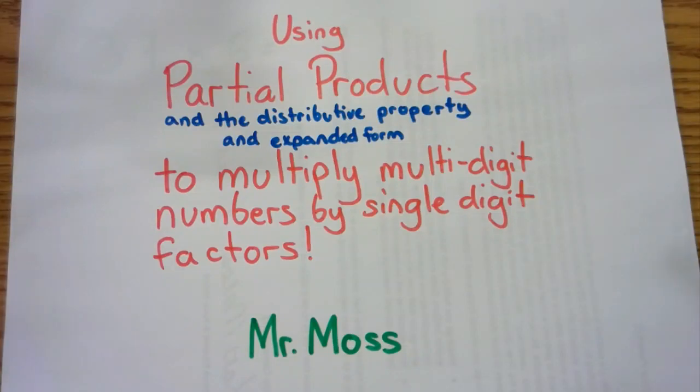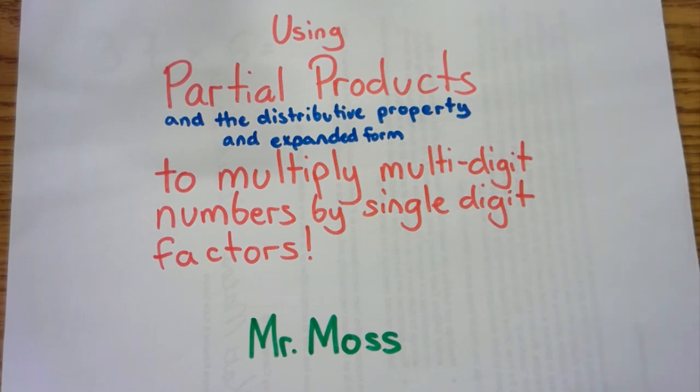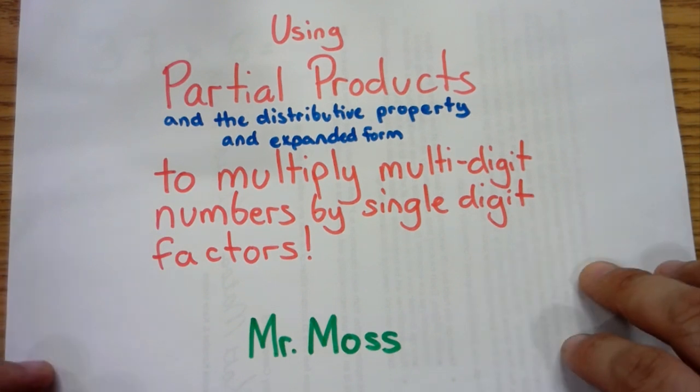And in this video, we're going to be using the partial products method along with the distributive property as well as expanded form to multiply multi-digit numbers by single-digit factors. So let's get started. To start things off here, let's take a look at the number 37 times 6.